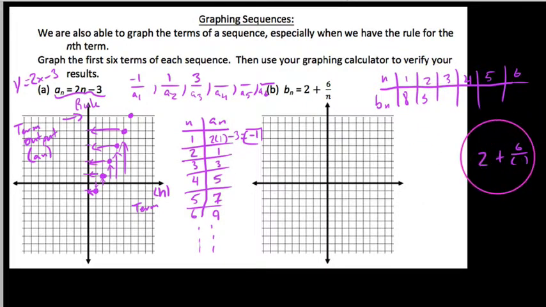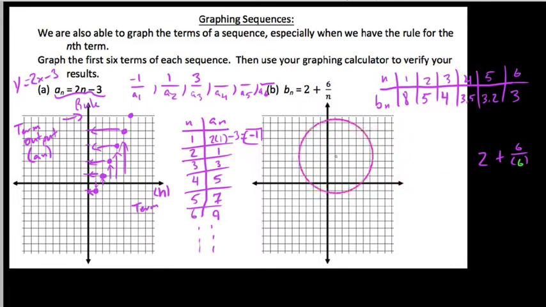Now let's plug in a 3. 6 over 3 is 2, so 2 plus 2 is 4. Then if we plug in a 4, 6 over 4 is 3 halves, or 1.5, and 2 plus 1.5 is 3.5. If we plug in a 5, this is 2 plus 1.2, so 3.2. You can see that this is kind of narrowing in on a value. One more: if we plug in a 6, we get 2 plus 1, which is 3.